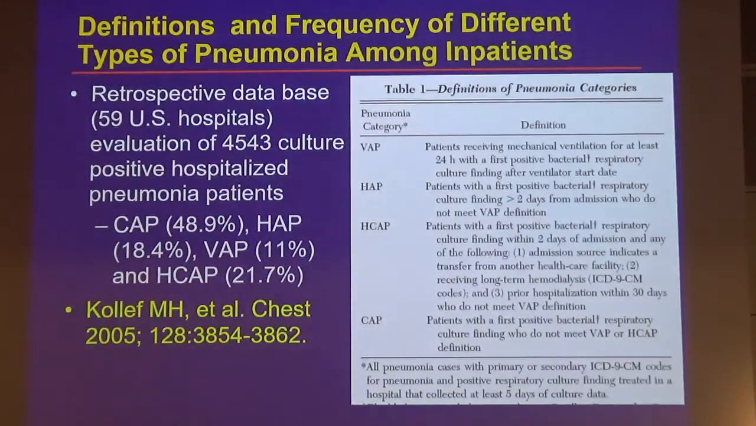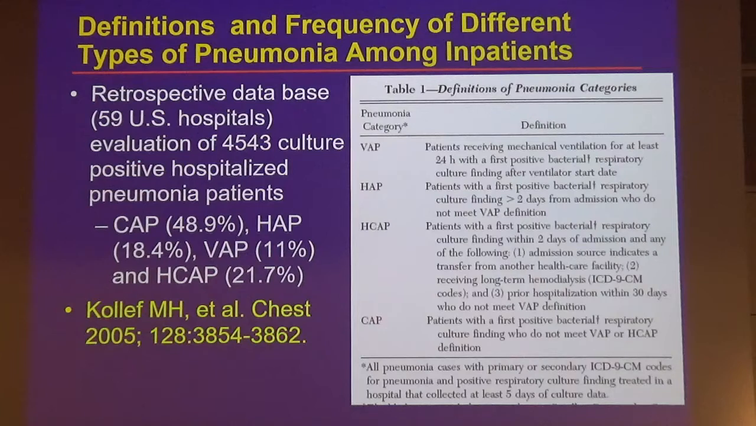And the frequency of different pneumonias was cataloged in a study around that time. If you took all pneumonias, about 50% were community-acquired pneumonia, hospital-acquired pneumonia was about 20%, ventilator-associated pneumonia less common at about 10%, but healthcare-associated pneumonia was relatively common at about 20%. And as you may remember, in 2005, when we wrote guidelines for nosocomial pneumonia, we included healthcare-associated pneumonia within nosocomial pneumonia guidelines. The latest ATS-IDSA guidelines rejected that, did not include healthcare-associated pneumonia, and suggested that healthcare-associated pneumonia is now rightfully a form of community-acquired pneumonia.